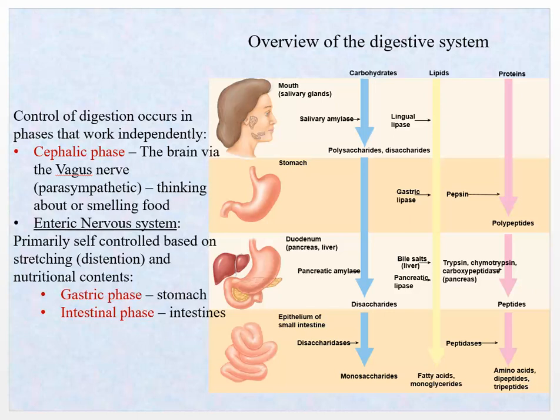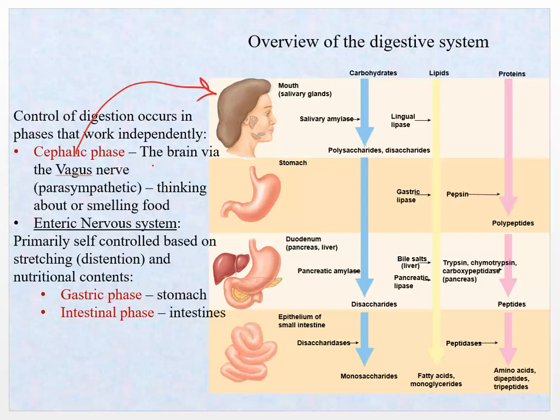I don't think there's anything really new here. It just kind of puts together some of the stuff that we've talked about. One thing that it does introduce is the control of digestion occurs in phases that work independently. We have the cephalic phase. Cephalic refers to the brain. So the brain via the vagus nerve, we can think about food and start salivating.